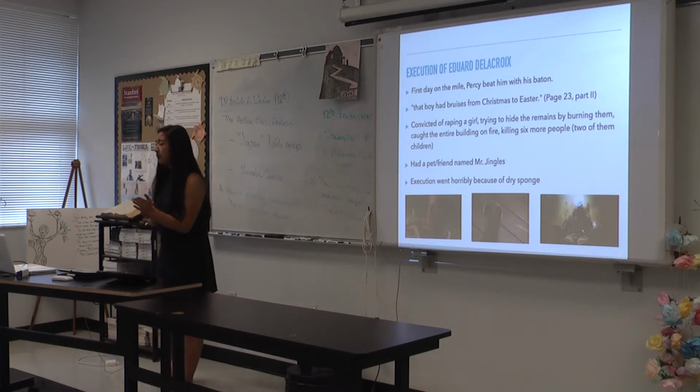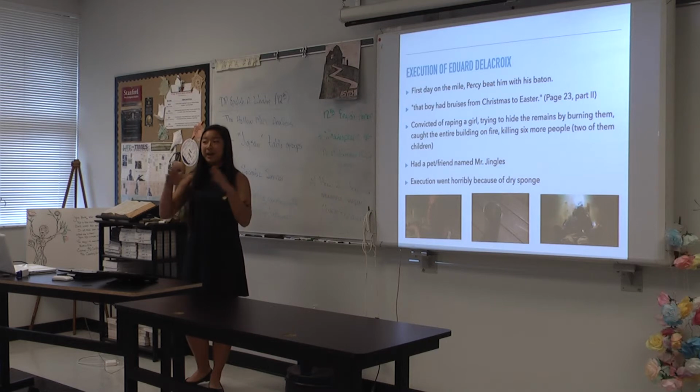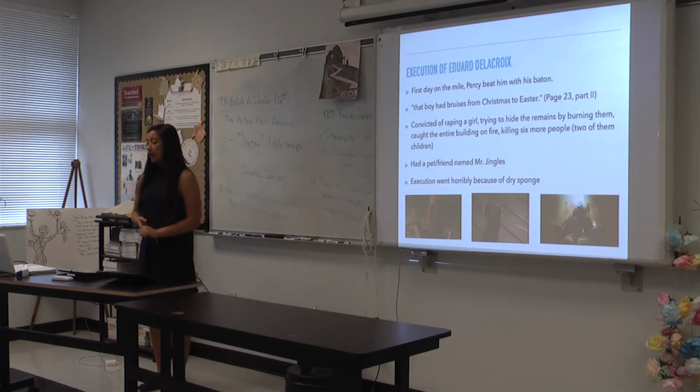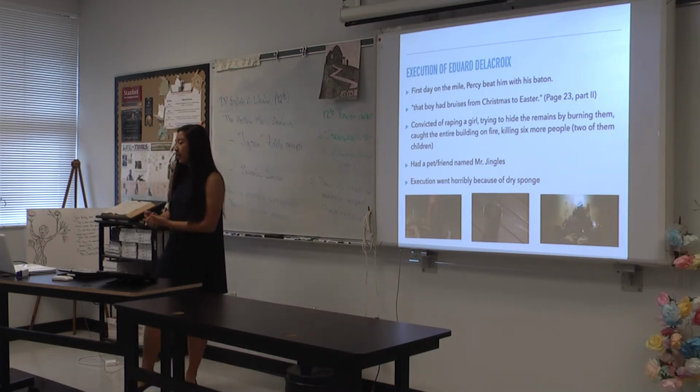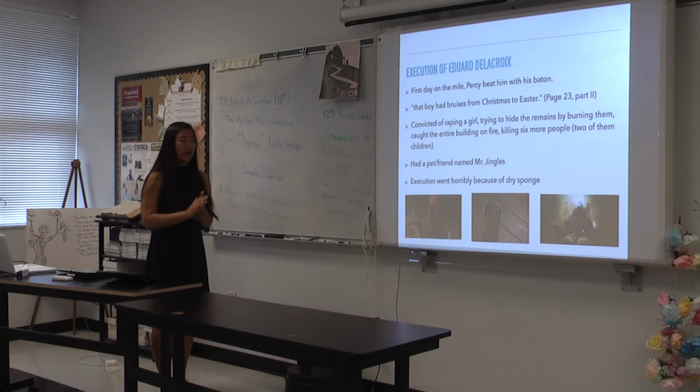He was convicted of raping a girl, and then he tried to hide the remains by burning her body and ended up catching an entire building on fire, killing 6 more people, 2 of them children. And he had his acquaintance, Mr. Jingles, who was everything he had left by the end of the novel, and his execution went horribly wrong.